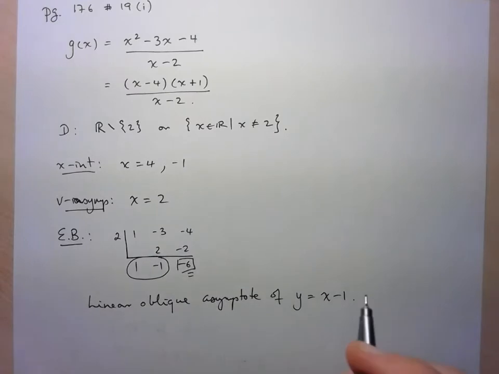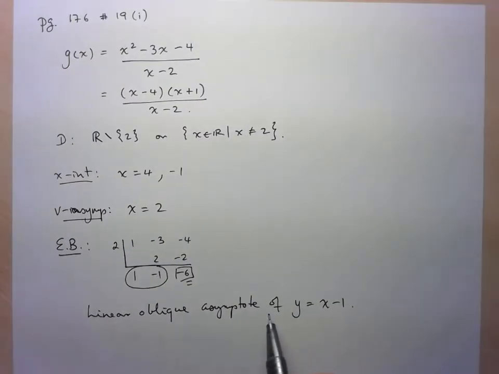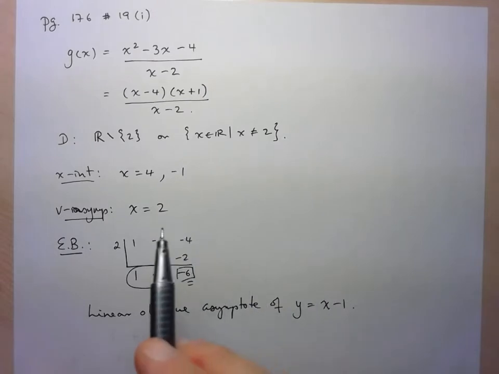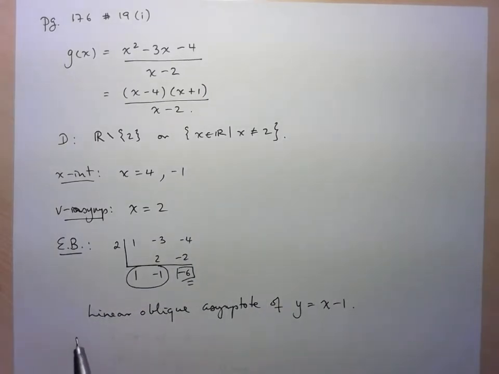Okay, now once we have our linear oblique asymptote, we can actually determine whether it's going to positive or negative infinity. Well, here, as x grows larger, this goes to positive infinity. Whereas as x grows smaller, this goes to negative infinity. So that helps us also determine exactly the end behavior of this function.